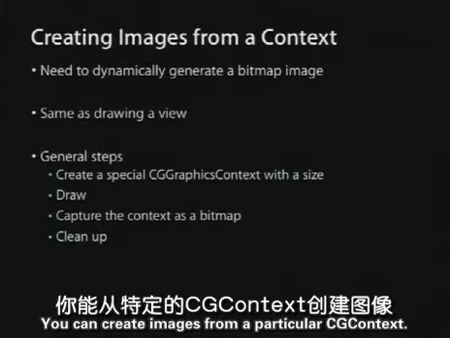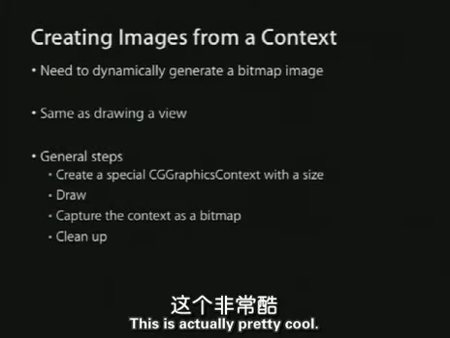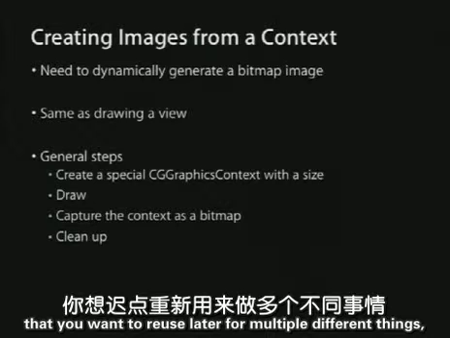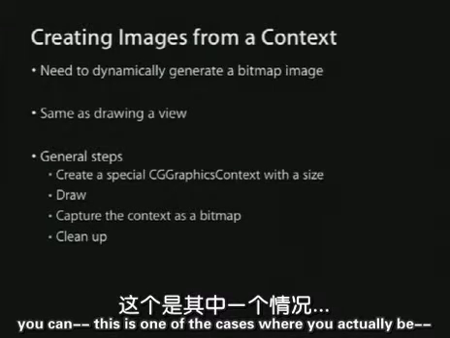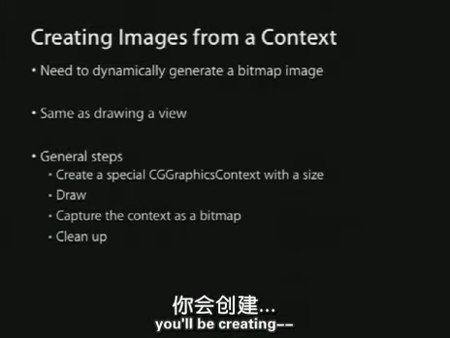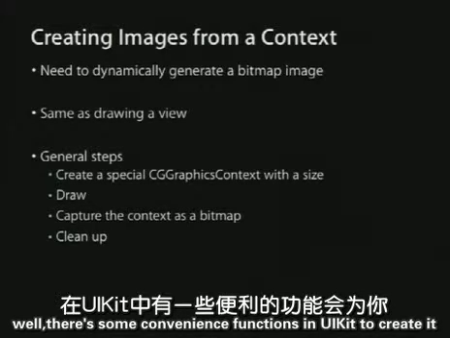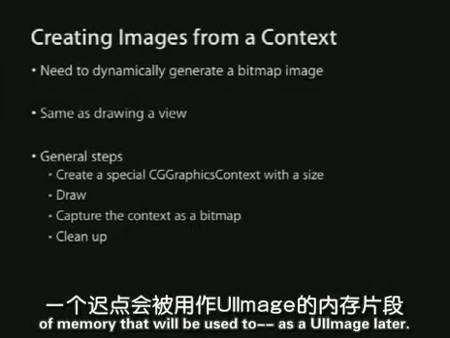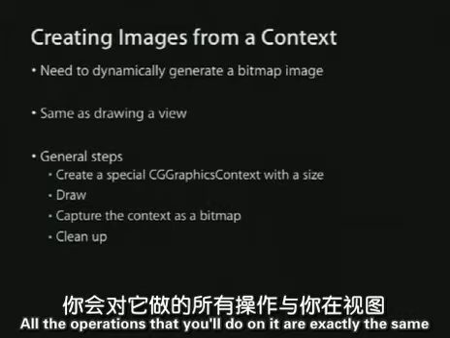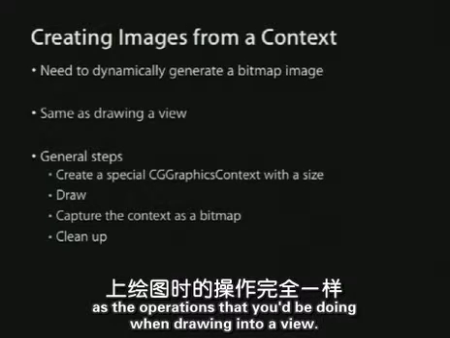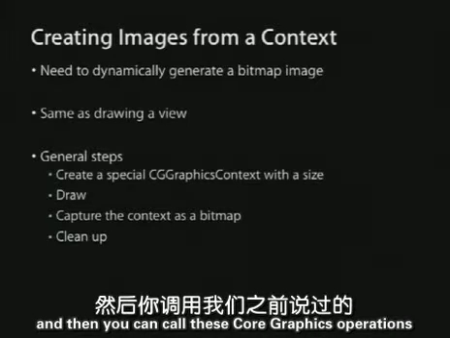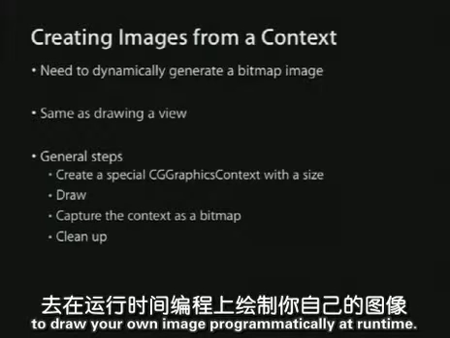You can create images from a particular CGContext. This is actually pretty cool. If you need to create an image programmatically that you want to reuse later for multiple different things, there are some convenience functions in UIKit to create it for you, but you're actually defining a new CGContext, and the backing of that CGContext will be a piece of memory that will be used as a UIImage later. All the operations that you'll do on it are exactly the same as the operations that you'd be doing when drawing into a view. You'll basically just define the size of the image that you need, and then you can call these Core Graphics operations that we talked about before to draw your own image programmatically at runtime.